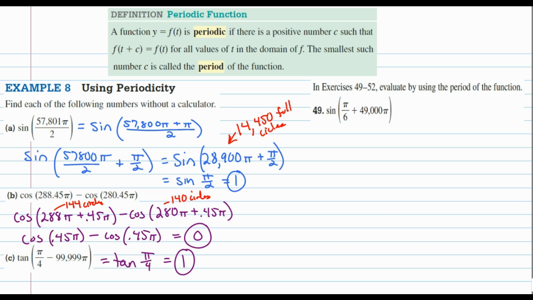Now try problem number 49. It asks us to look at the sine of pi over 6 plus 49,000 pi. 49,000 pi is 24,500 full circles, and then we'll have a pi over 6 left after that. So I'm going to look at the sine of pi over 6, and the sine of pi over 6 is 1/2.